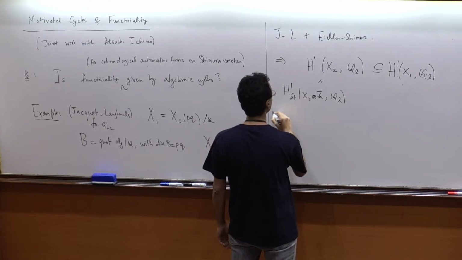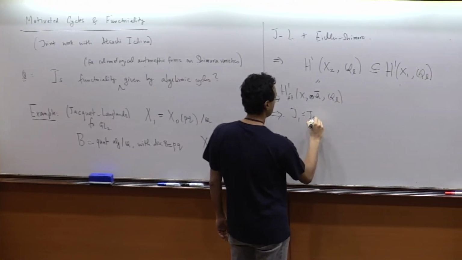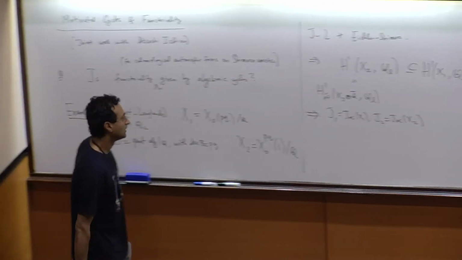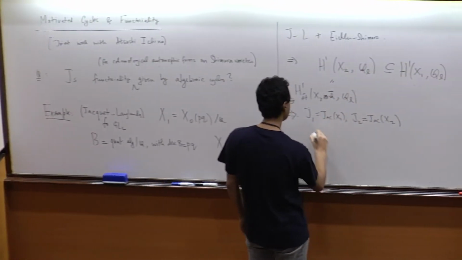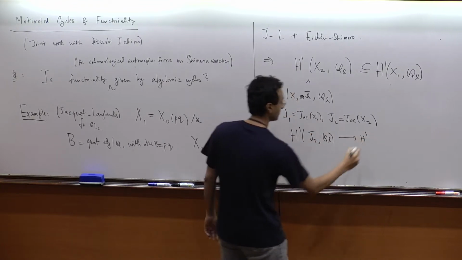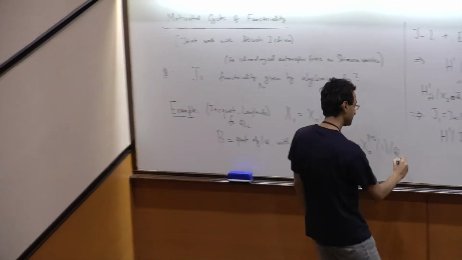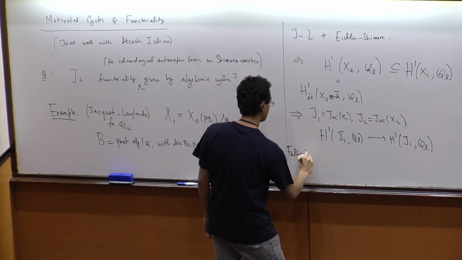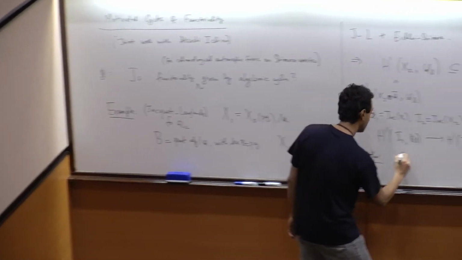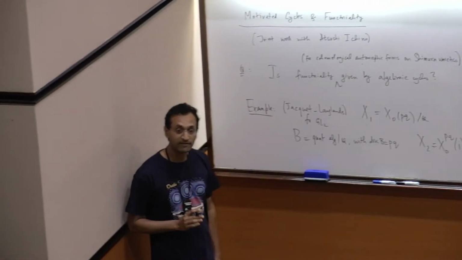What this tells you then is that if you let J1 be the Jacobian of X1 and J2 be the Jacobian of X2, then, because H1 of the curve is identified with H1 of the Jacobian, you get a map from H1 of J2, Q_l to H1 of J1, Q_l. And then we can apply Faltings' theorem, which is essentially the Tate conjecture in this setting. Faltings tells you that this in fact comes from a surjective map from J2 to J1. So there is an actual geometric map underlying this.